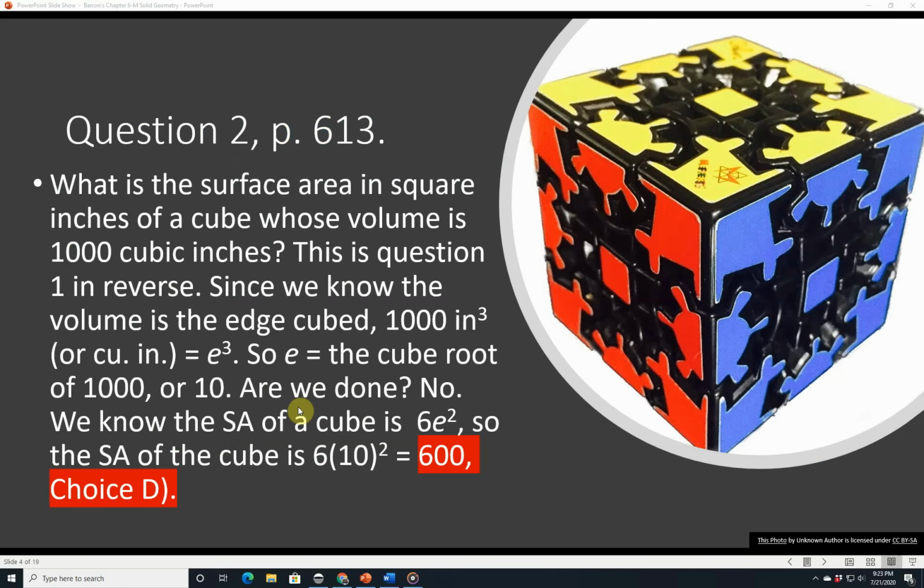Question 2, page 613. What is the surface area in square inches of a cube whose volume is 1,000 cubic inches? This is just the previous question, question 1 in reverse. Since we know the volume is the edge cubed, so it's this times this times this, it's 1,000 cubic inches. 1,000 cubic inches is equal to e cubed. So we just take the cube root of each one. We know the cube root of 1,000 is 10. So are we done? Well, no, because we still have to figure out the surface area of the cube. So the surface area of the cube is 6e squared. So the surface area is 6 times 10 squared, which is 600, choice D.